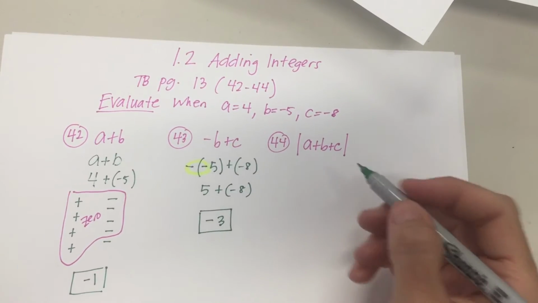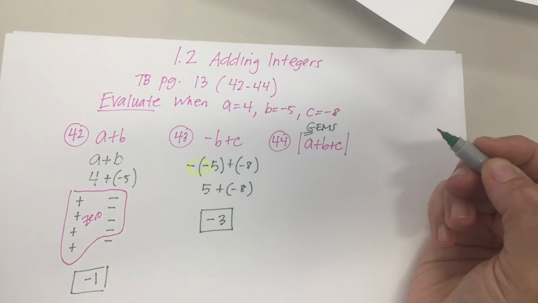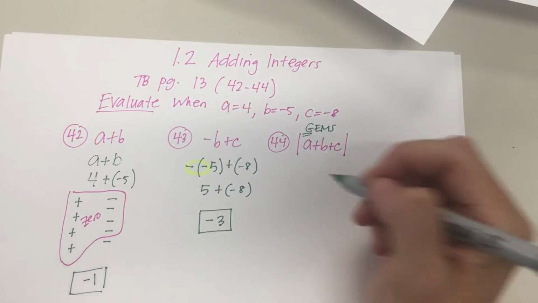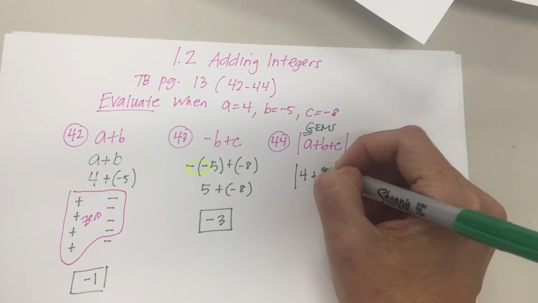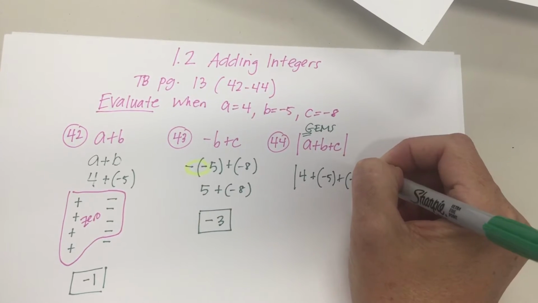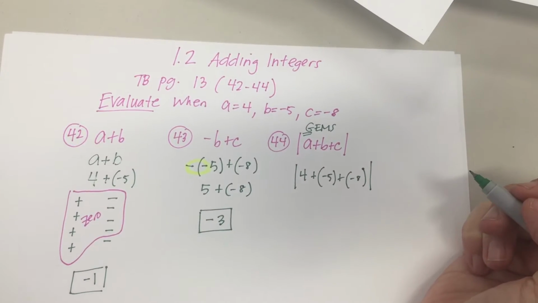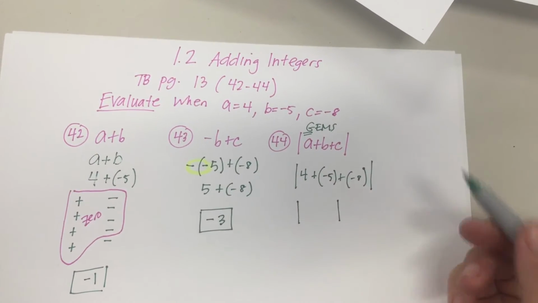Question 44 has some grouping symbols. We use GEMS now, not PEMDAS. The G stands for grouping symbols. So this is the absolute value of 4 plus negative 5 plus negative 8. And all of that is in my absolute value bars. So I'm going to rewrite my bars and just keep simplifying.